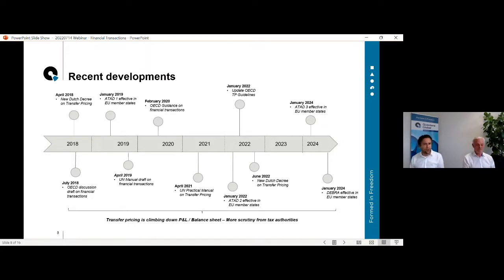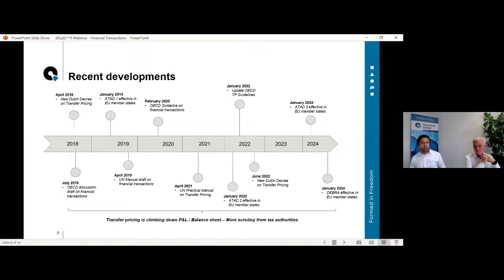Additionally, something most people don't know about is the UN manual on transfer pricing. There's a specific UN manual on the financial transactions part, which is mostly in line with the OECD guidance, but there's also some more guidance, for example, on credit rating and implicit support. So it's also worth reading or scanning through that document as well.